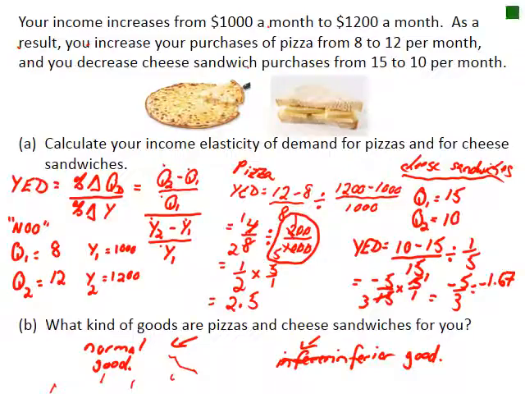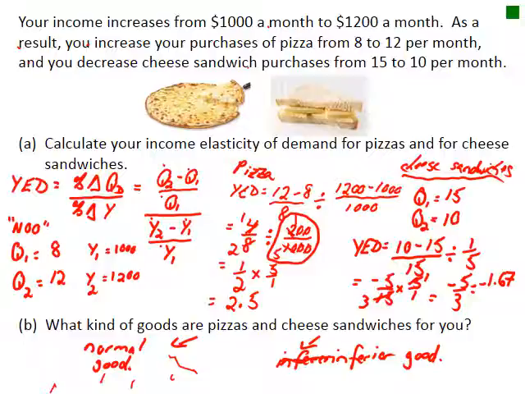So here's a tester for us to use the formula. We have a scenario where your income increases from $1,100 a month to $1,200 a month. And as a result, you increase your purchases of pizza from 8 to 12 per month, and you decrease cheese sandwich purchases from 15 to 10 per month. So in this case, we're not given the percentage change formula, so we have to use the quantity 1, quantity 2, income 1, and income 2 version.